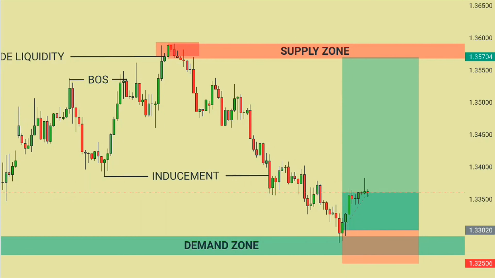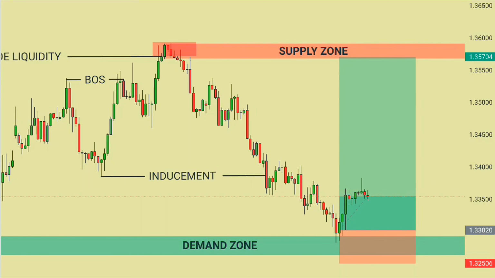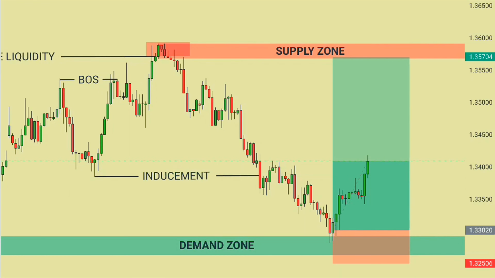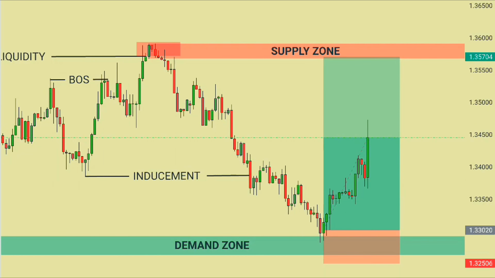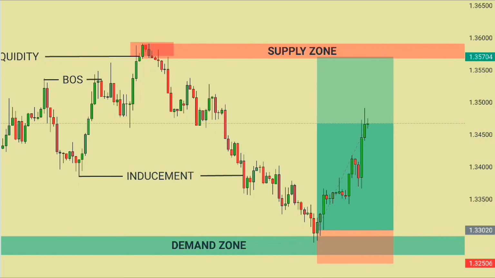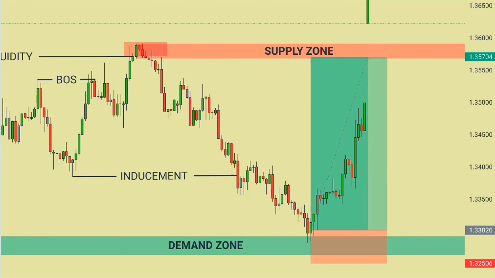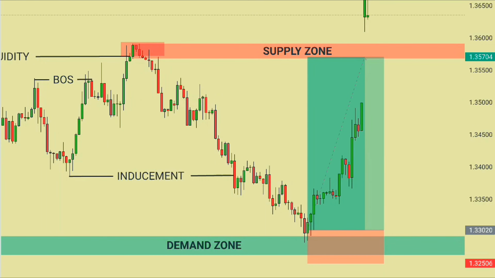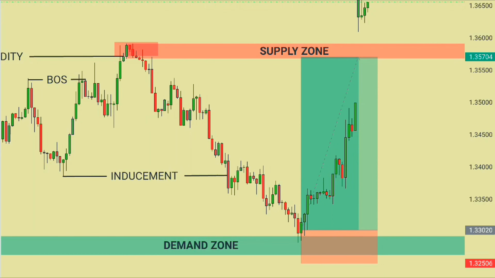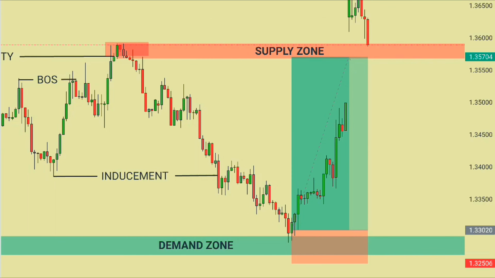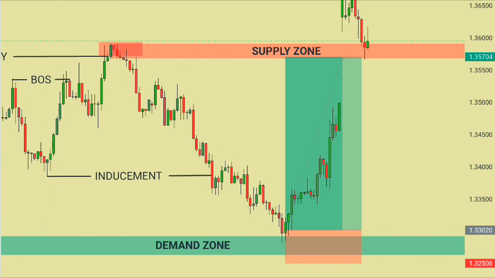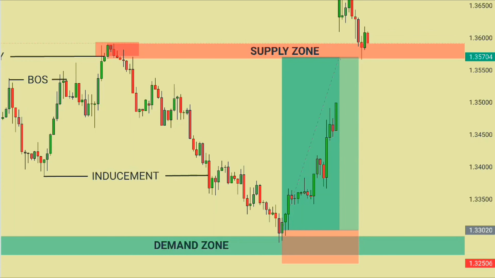They let price take liquidity. They let traders get trapped, and then they enter from key zones like demand. This is the shift you need to make. Stop chasing price. Start understanding where liquidity is. Because once you see the market this way, everything changes. This is how real traders think. This is how a discount trader trades.